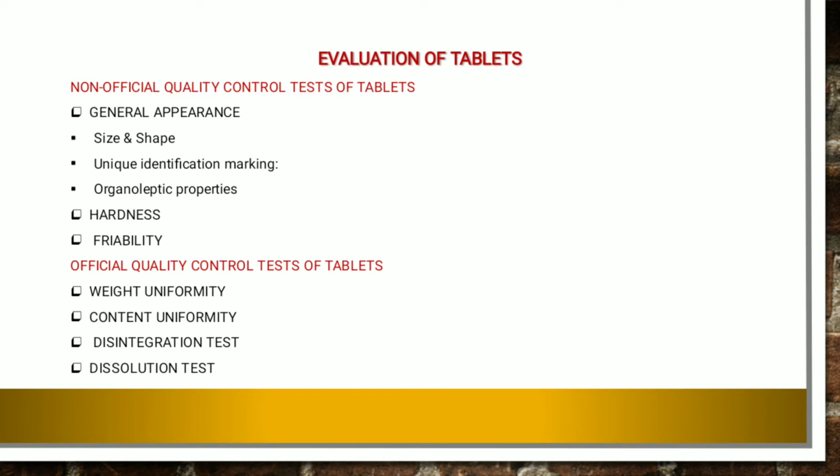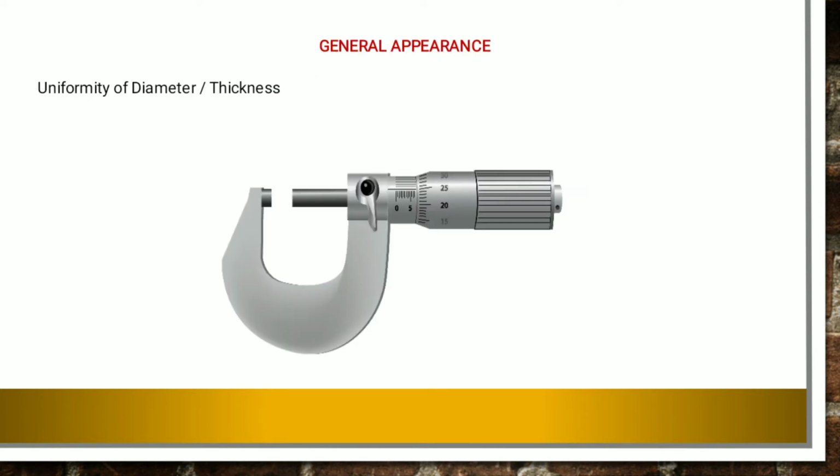The first one, general appearance test. In general appearance, we can say that identity and general appearance is essential for consumers' acceptance, for control of lot to lot uniformity and tablet to tablet uniformity. The control of general appearance involves the measurement of size, shape, color, presence or absence of odor, taste, etc.